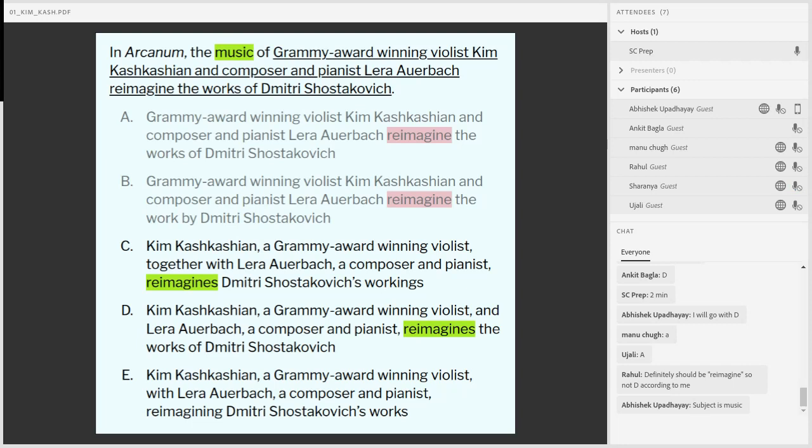Sharanya, can you hear me? Yes, you're audible now. Okay, excellent. I see that there's a little bit of hesitation taking the next split. Let me highlight it so that you have a clue. I can take it. I think it's the difference in workings and works of Dmitry Shostakovich.